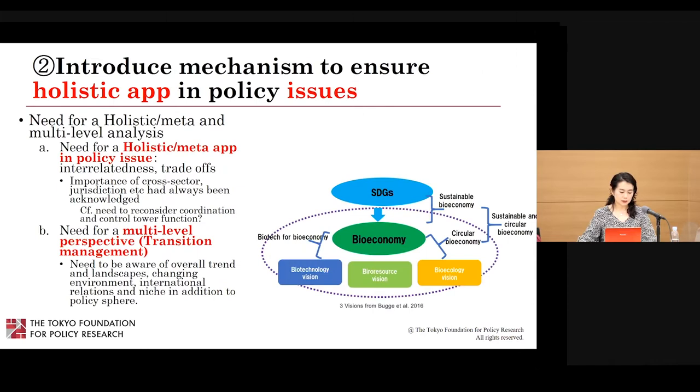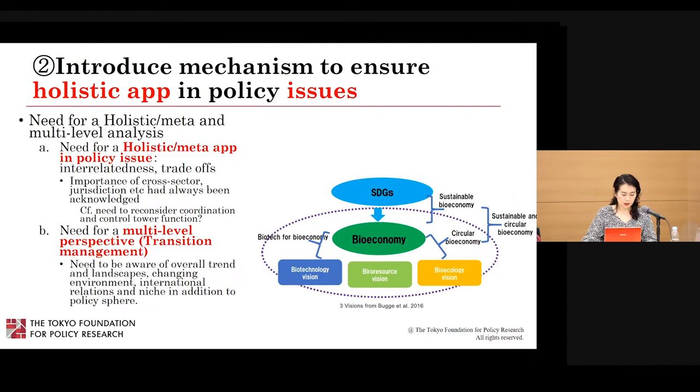Secondly, in response to sectionalism, we need to introduce a holistic mechanism that allows us to see the whole picture in policy issues. This requires, first of all, a holistic meta approach in policy issues. We need to do the analysis of interrelatedness, trade-offs, or synergies. And this is easier said than done. For example, biostrategy. In Japan, we have a biostrategy, and this biostrategy aims to realize a bioeconomy society by 2030.